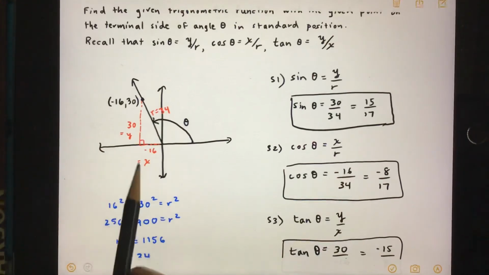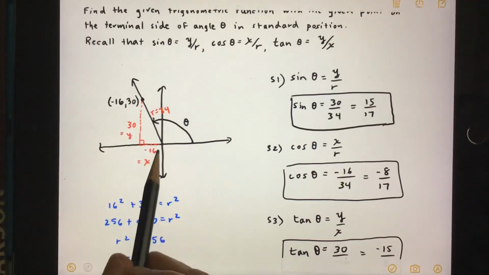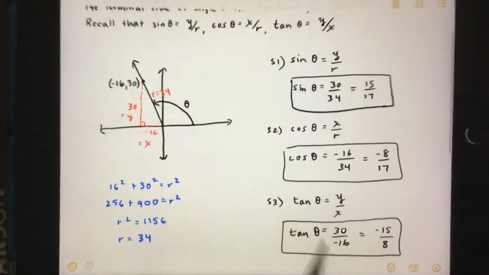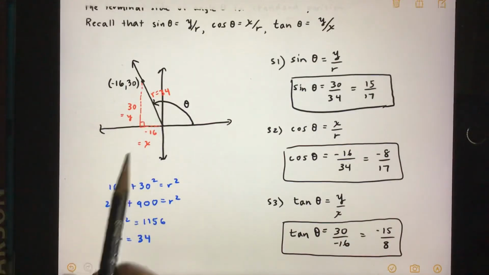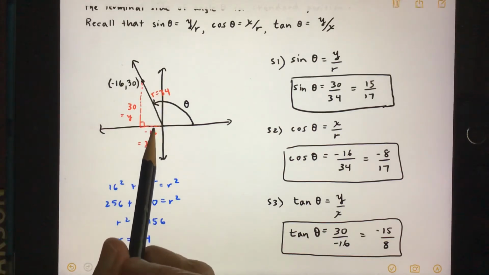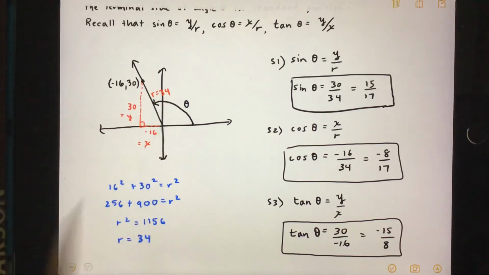Cosine of theta then will be my x value, which is actually my adjacent side of my triangle, over my hypotenuse, which is r. So x over r would be negative 16 over 34, which is negative 8 over 17 when we reduce it. Finally, tangent of theta. Tangent of theta will be the opposite over the adjacent side of this right triangle, with this angle being my theta angle. So it's going to be y over x, which is my opposite over my adjacent. Y over x then would be 30 over negative 16, which is equal to negative 15 over 8.